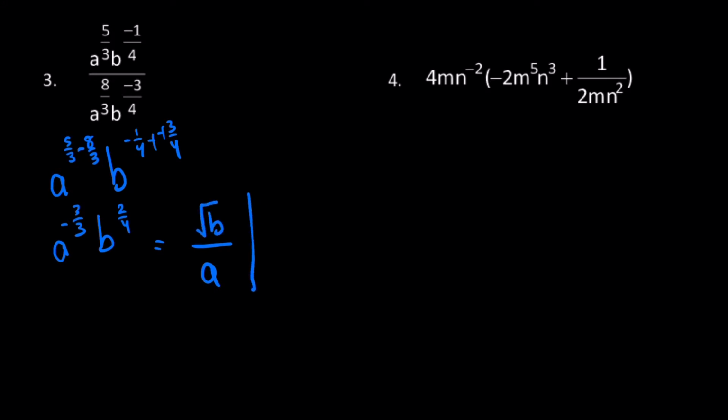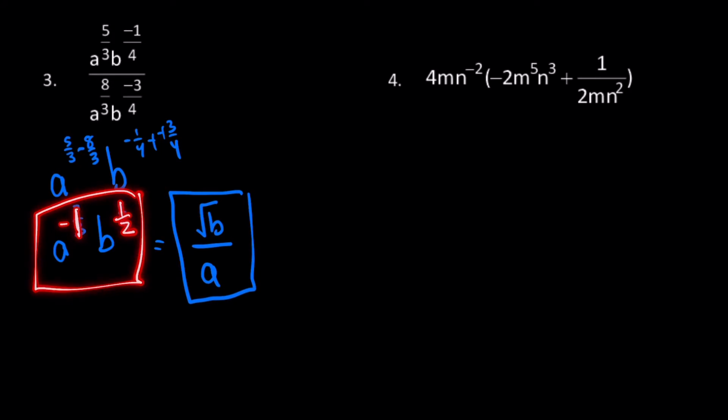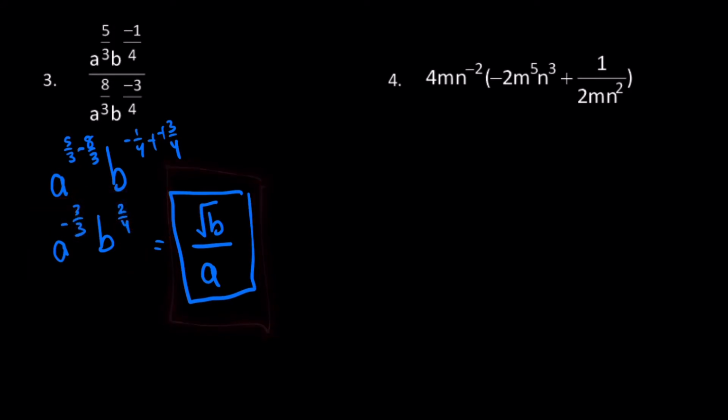So it just depends on what the directions say. Sometimes they'll say in simplest radical form, in which case this is it. If they say exponential form, you would just simplify this to a negative 1 and leave this as a 1/2. And then that would be good. There's your exponential form. Here's your radical form.